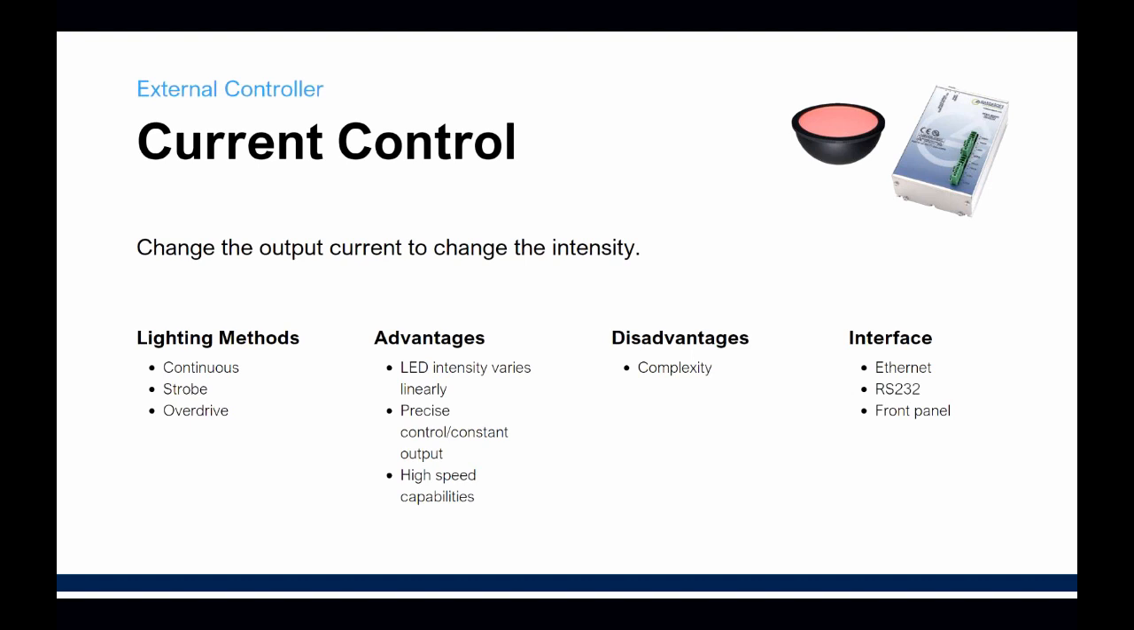So next we have the Gardasoft current controllers. So these are done, you change the output current to change the intensity. So these Gardasoft controllers, they can do continuous mode, strobe mode, and overdriving. The advantages are the LED's intensity varies linearly, kind of like pulse width modulation. You just get generally more control with the current controller, so you have a precise control with a constant output. And with current controllers, they generally can have more high-speed capabilities.